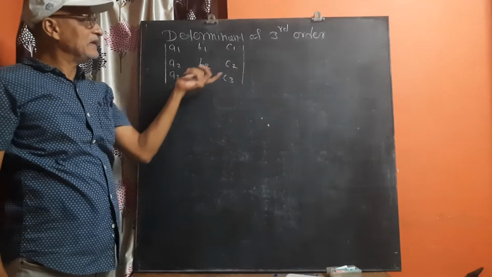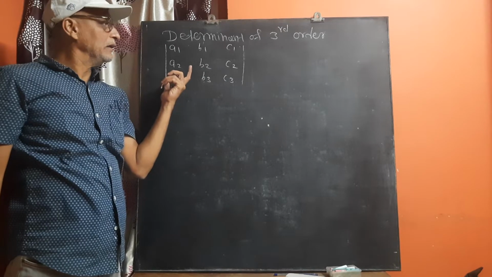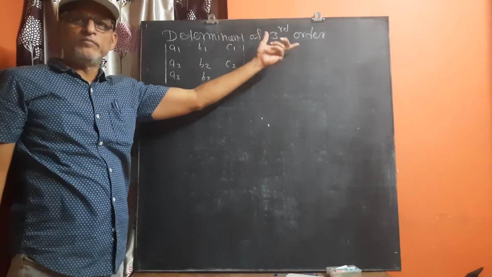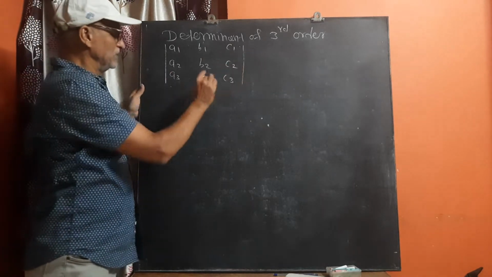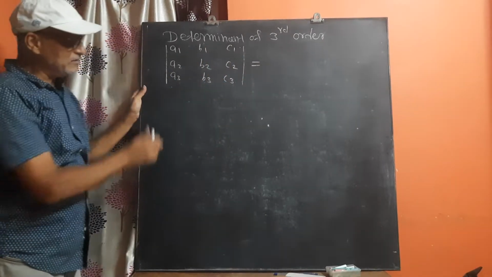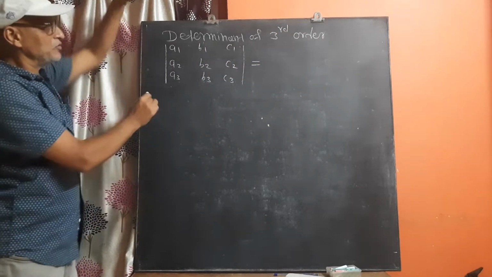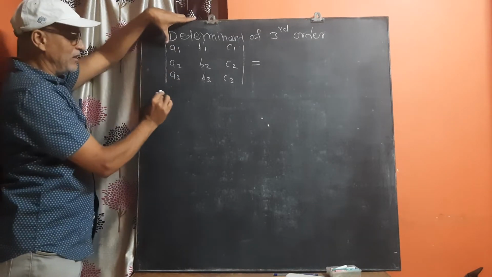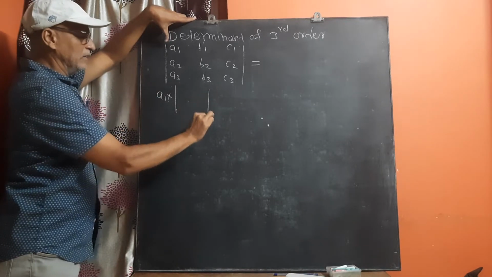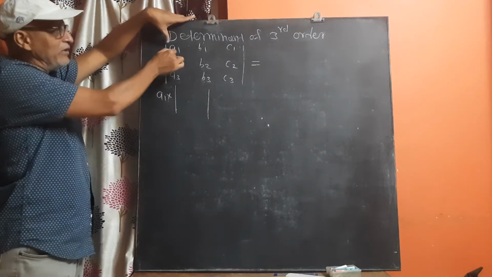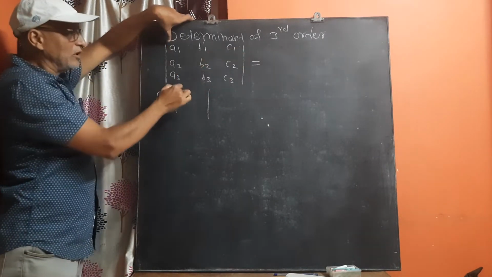Now we have to solve this 3 by 3 order determinant. The solution of the 3 by 3 order determinant is equal to, you will start it in a new line. You start with the first element, that is A1, into the determinant of... here A1 is in the first row and first column.